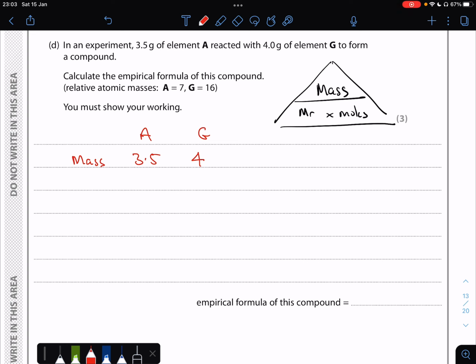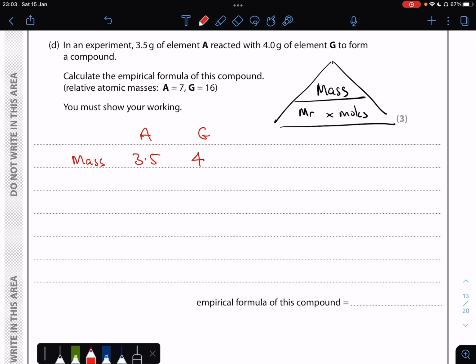Then I come back to my triangle that we mentioned, and I'm actually trying to find the moles. So I want to find the moles. I've got the mass, I need to divide it by the Mr, which in this case, as the elements, is the relative atomic mass for these, and I'm told that information here in the table. So A is going to be 7 and G is going to be 16.